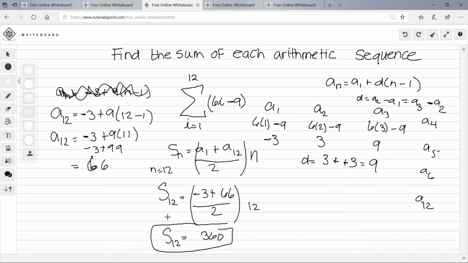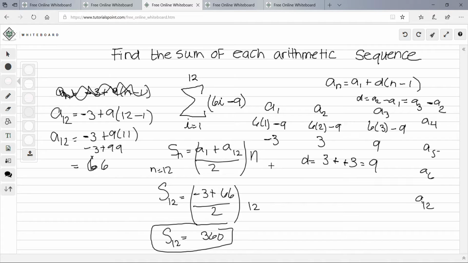We are using this formula because it'll make it much easier, because you don't want to keep on adding and adding those long numbers until you get 12, right? So there's a formula we can use, but first we had to find the 12th term. And so we had to use the formula to find the nth term of an arithmetic sequence. Okay.